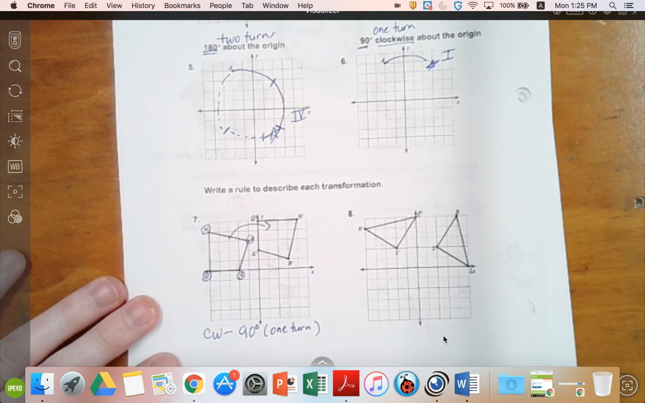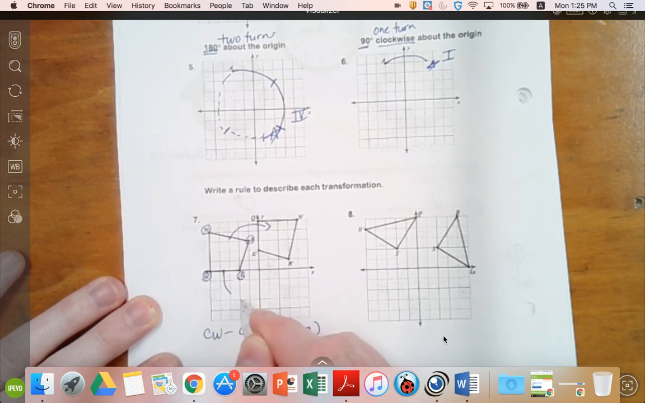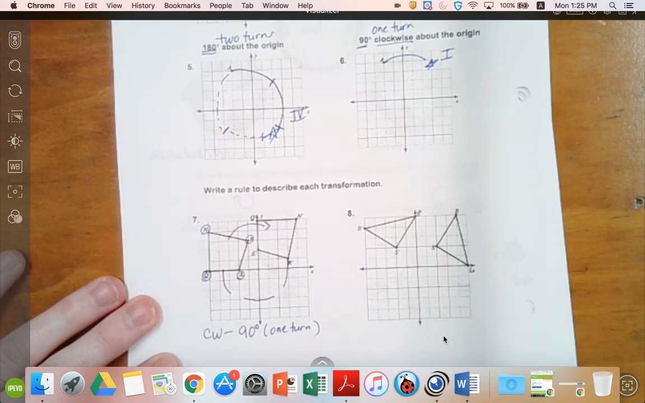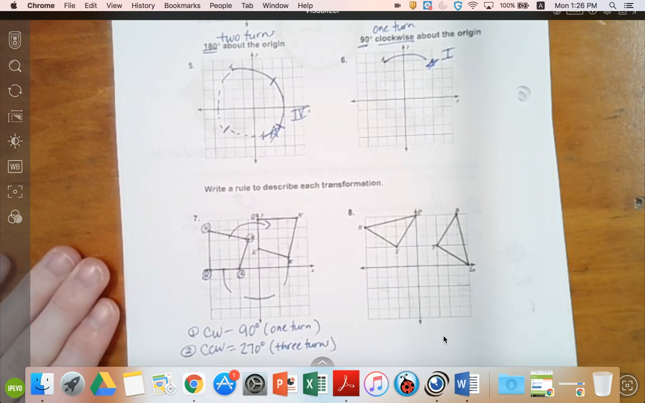Well, what if I wanted to go in reverse? I could go 1 turn counterclockwise. I would have to go 2 turns counterclockwise and 3 turns counterclockwise, which would be 270. That's 3 turns. So those are my directions. Those are my rules. So I want to write the rules for doing clockwise turn and counterclockwise.